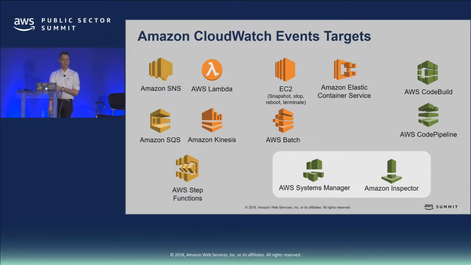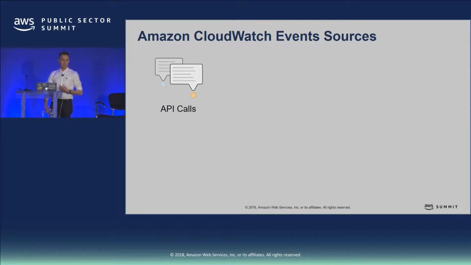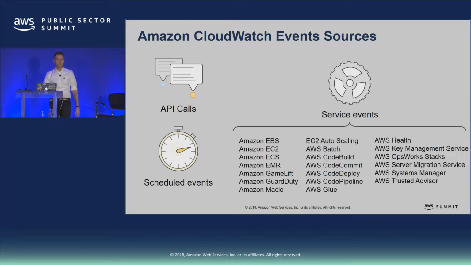In this case, I'm going to integrate with new targets, AWS Systems Manager, AWS Inspector. And event sources. This would be things like API calls, scheduled events, and then service events. There's a wide variety of AWS services that we integrate with. Things like, as I mentioned, EC2, things like auto-scaling. Maybe I want to be notified when my cluster scales up and down.